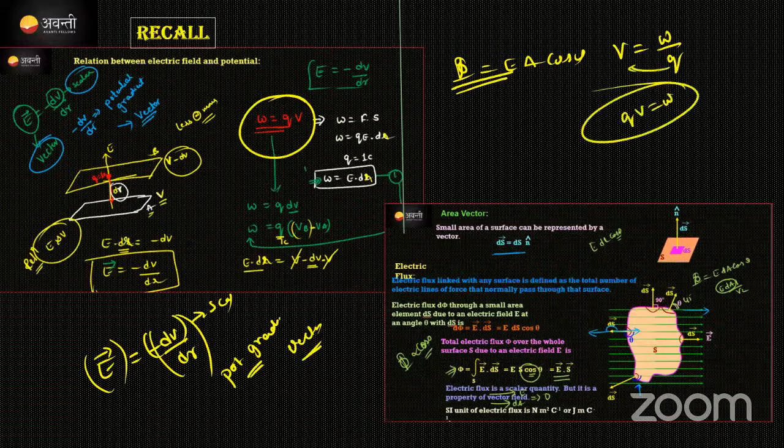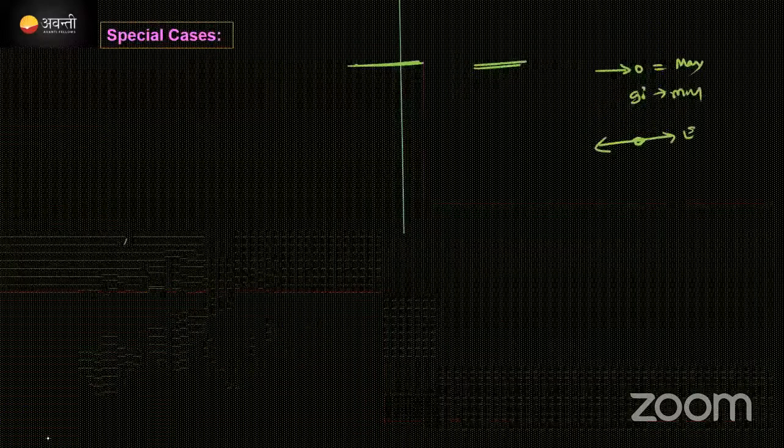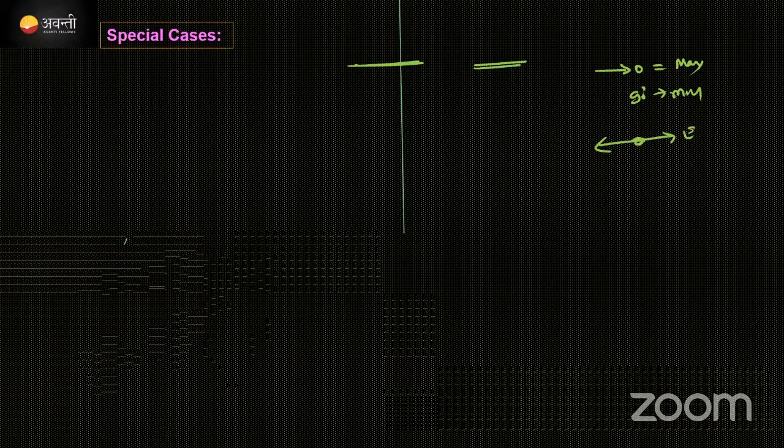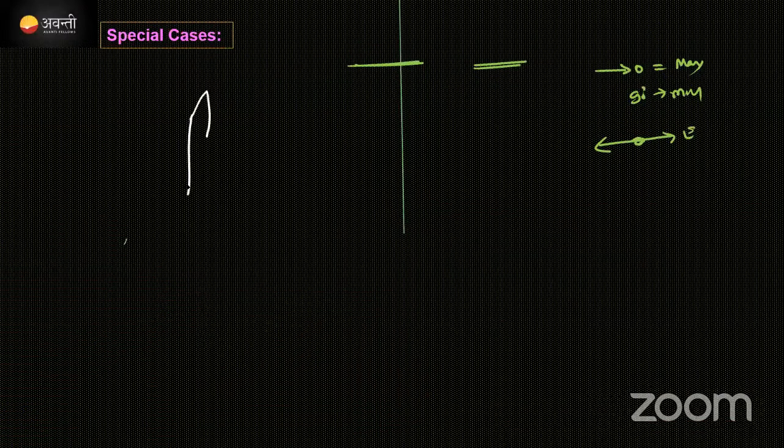How? Suppose I'm writing here, look, this is the area vector. The area vector will be in this direction. Suppose electric field lines are also moving in this direction. What can be the angle between these two? Let me know in the chat box what will be the angle between the area vector and the electric field lines here.